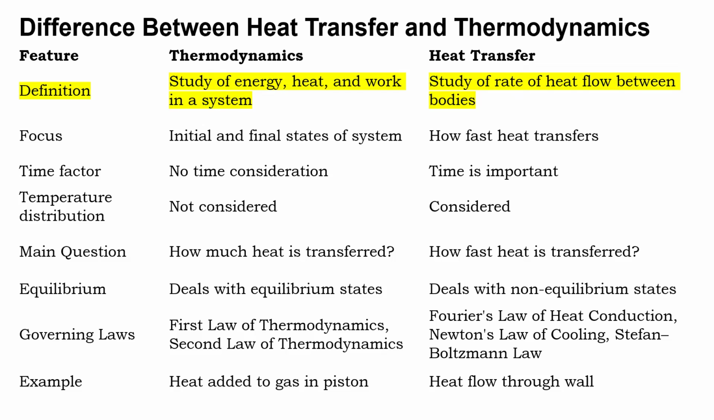Whereas in the case of heat flow through a wall, the wall is maintained at different temperatures. That means one surface is maintained at high temperature and the other surface at low temperature. Heat flows due to the temperature difference. We can find the heat transfer rate and temperature distribution in the wall. So this is the basic difference between heat transfer and thermodynamics.